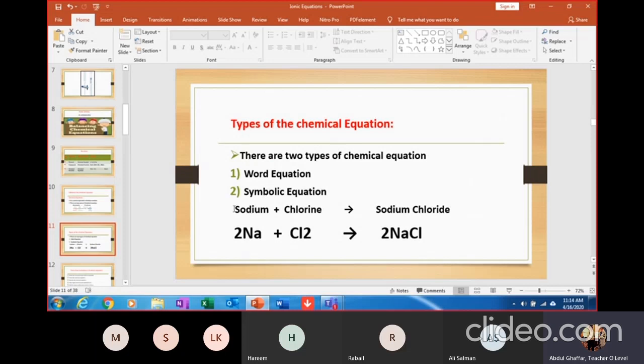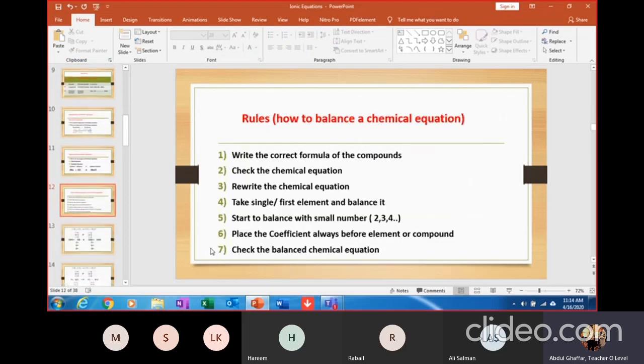Look at this one. This is a word equation, right? Like sodium, chlorine and sodium chloride. This is a word equation. And then these are 2Na + Cl2 and 2NaCl. This, we can say, is a symbolic equation or chemical equation. Okay, now we will move towards how to balance the chemical equation. These are some important rules.